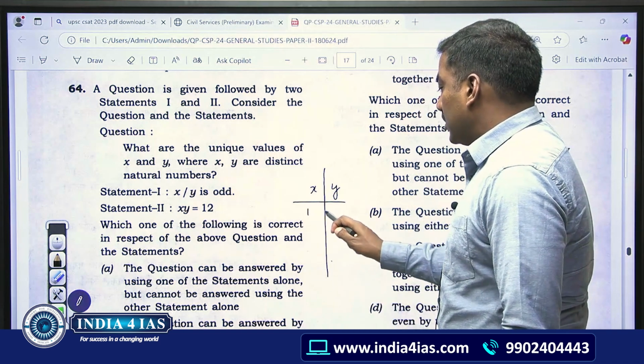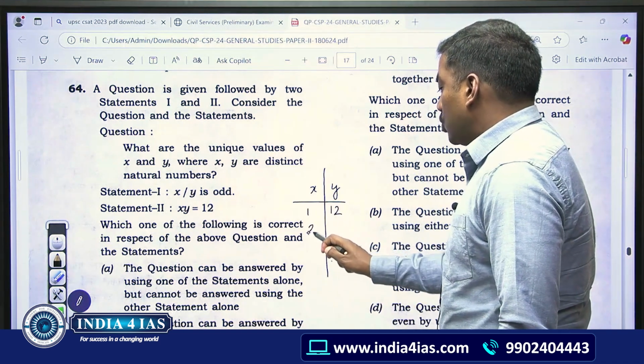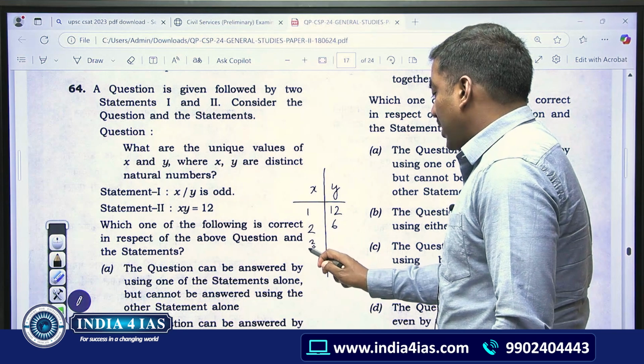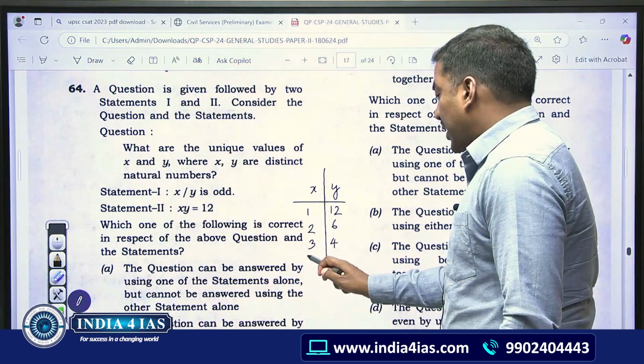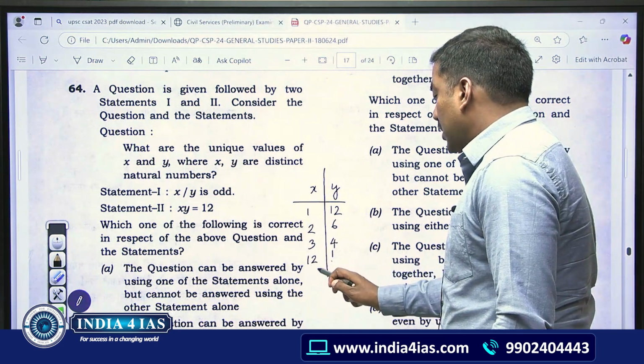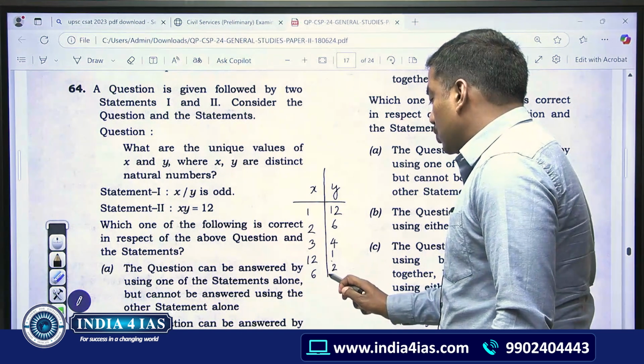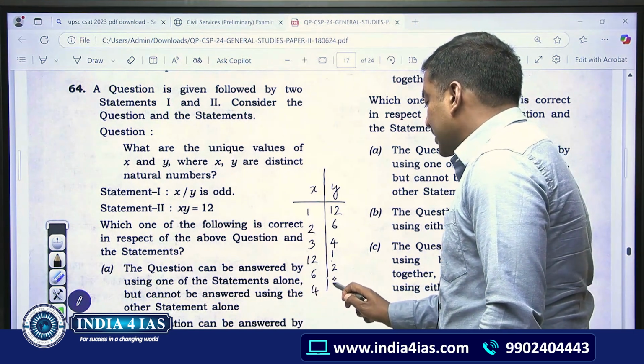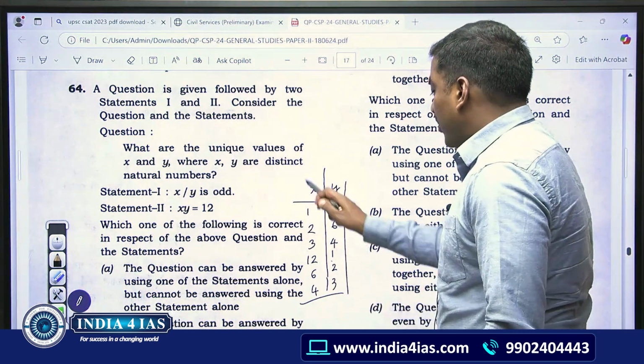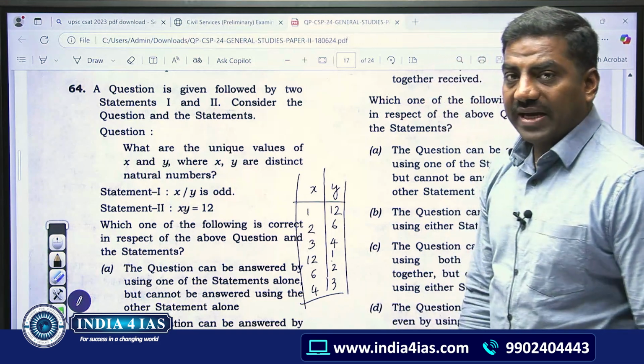If x is 1, y is 12. If x is 2, y is 6. If x is 3, y is 4. If x is 12, y is 1. If x is 6, y is 2. If x is 4, y is 3. So these are the different combinations that we can get for x and y.